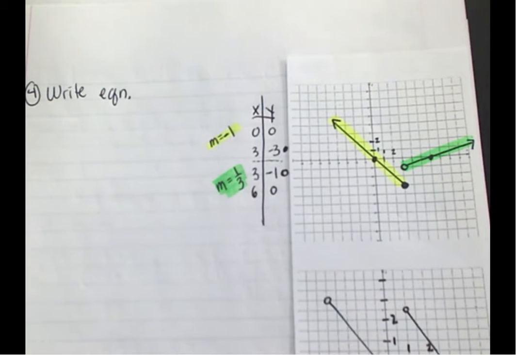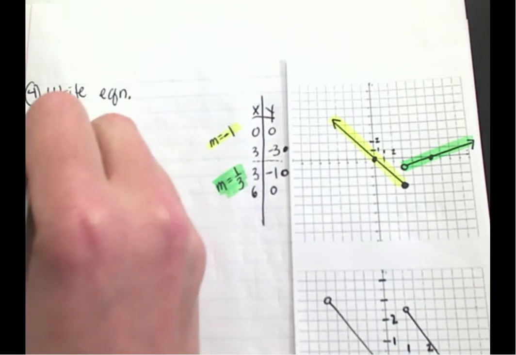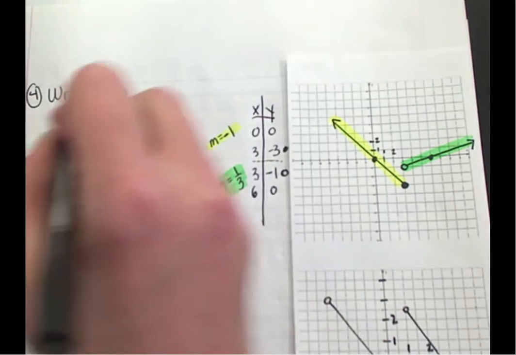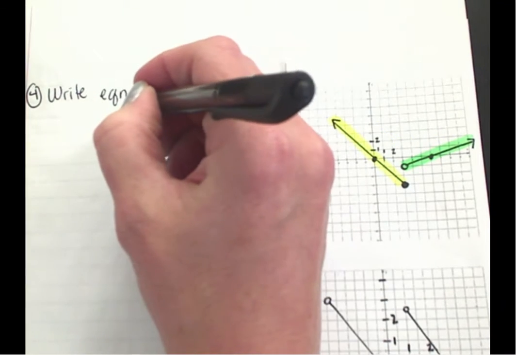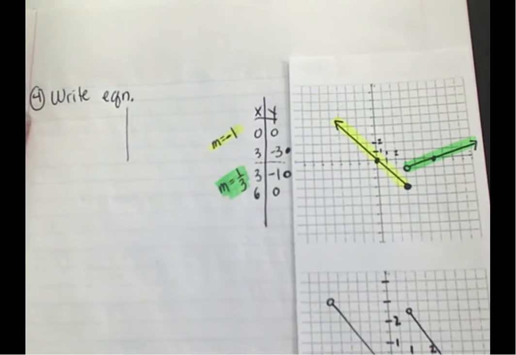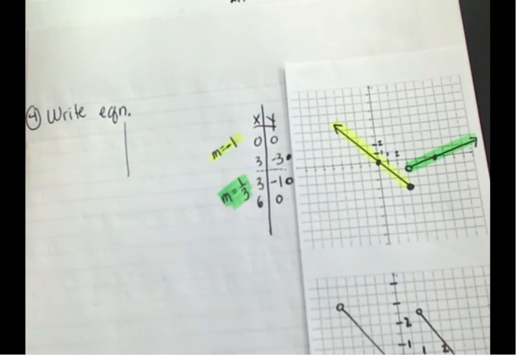What might you do if you can't actually count slope? Actually do the formula. Okay. Here is my equation. Now, I'm going to do a little bit of scratch work here. Okay. Yellow. Write the equation of the yellow line.